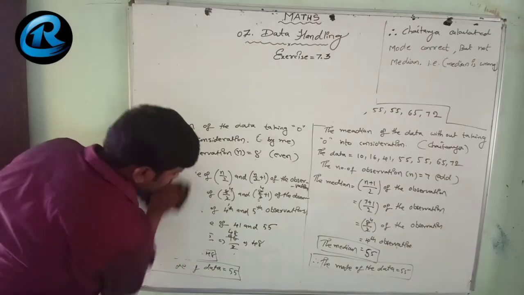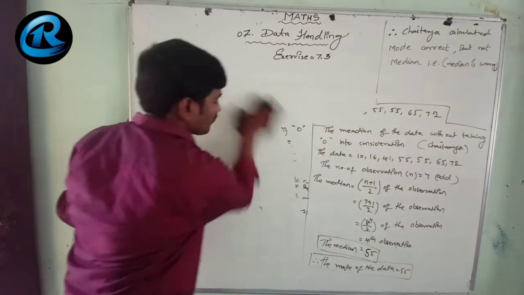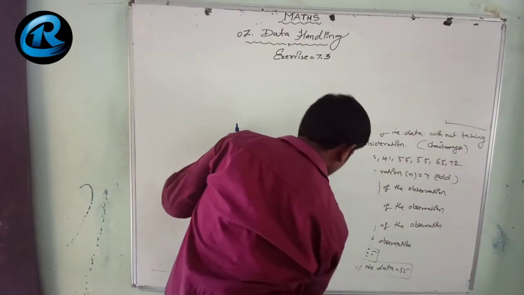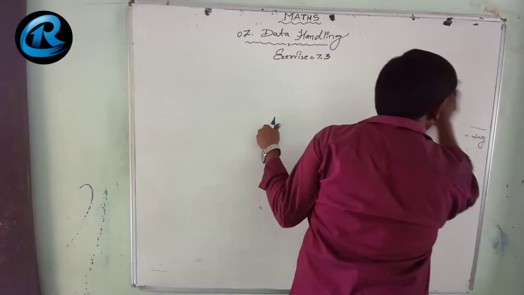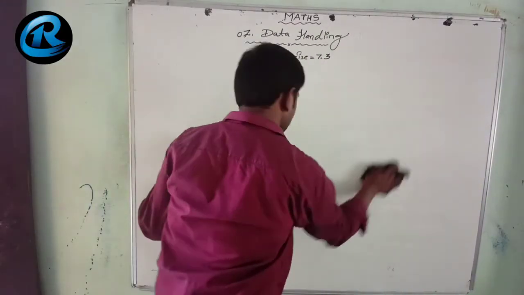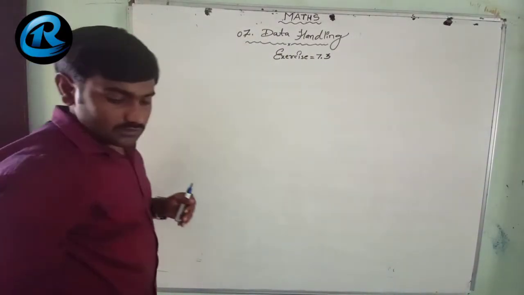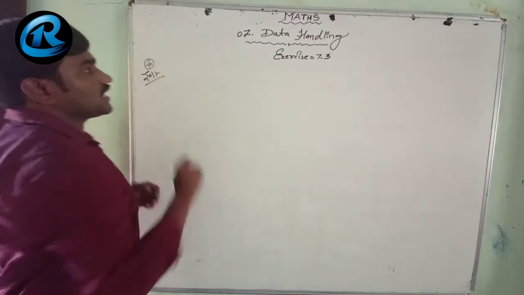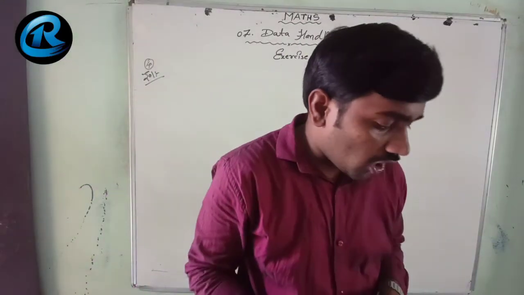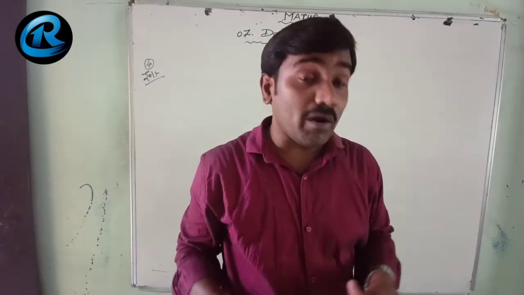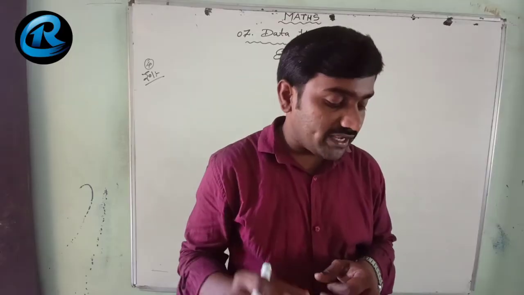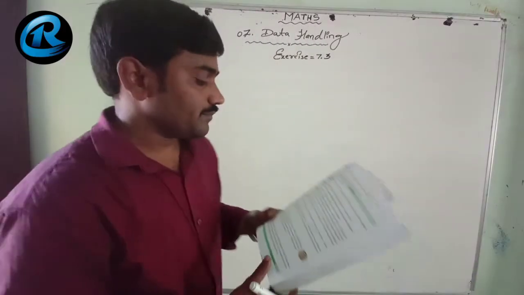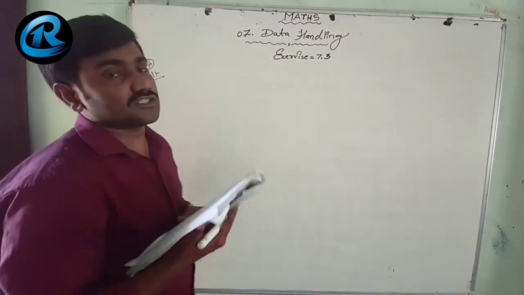Question number 4. What is question number 4? See, it's a mind-playing question. This is the second last question of this exercise 7.3. How many distinct sets of 3 positive integers have mean 6, median 7 and no mode? So how many distinct sets of 3 positive integers?